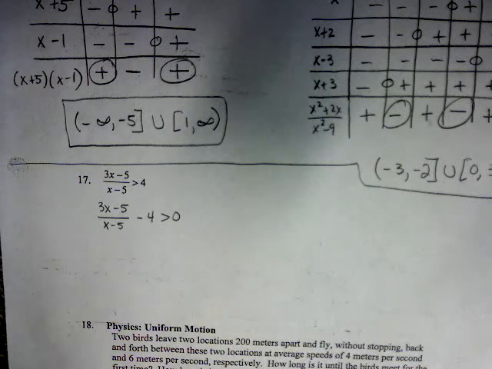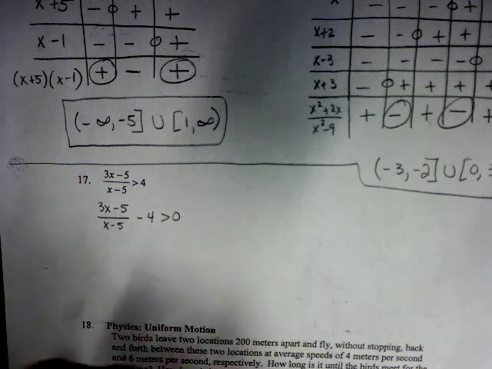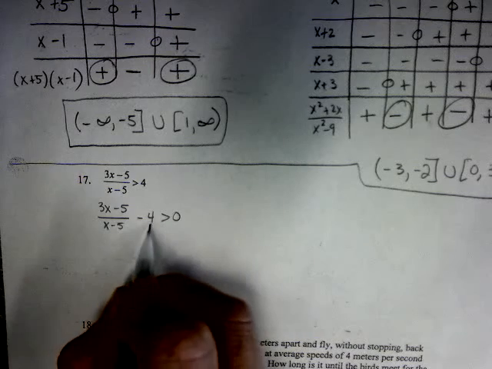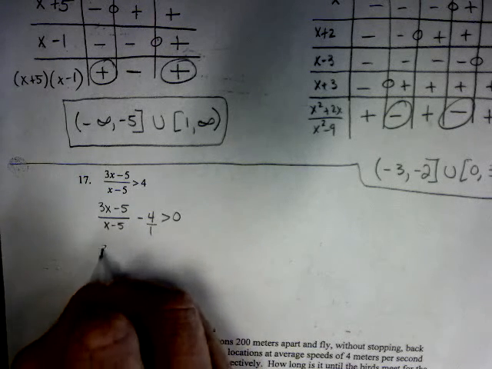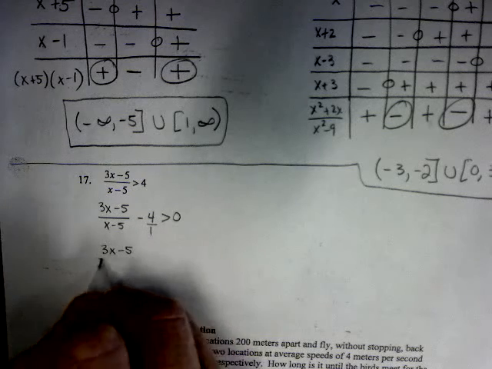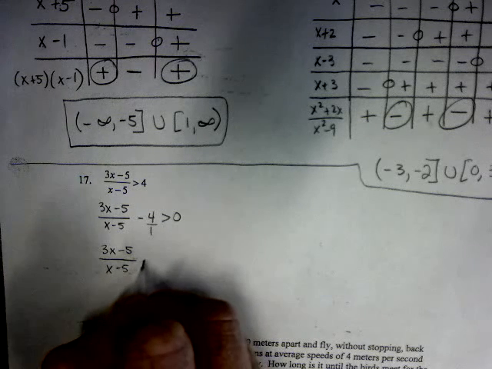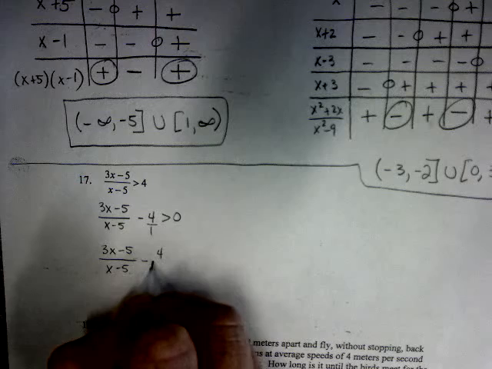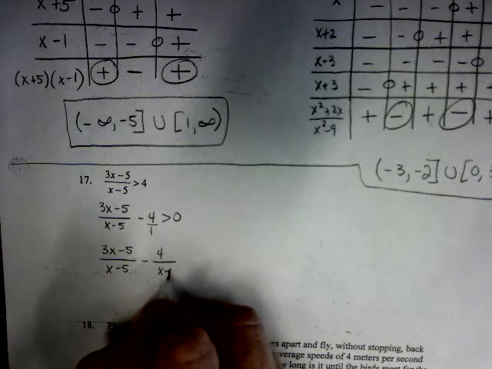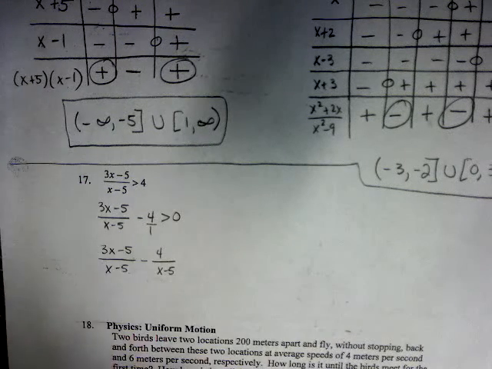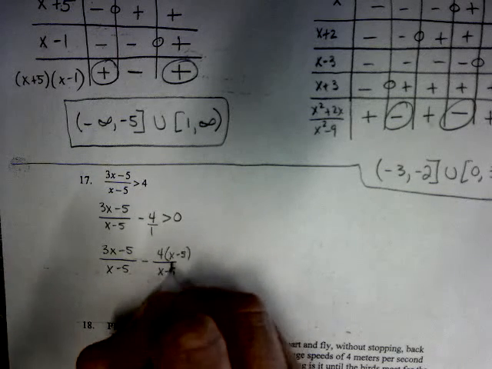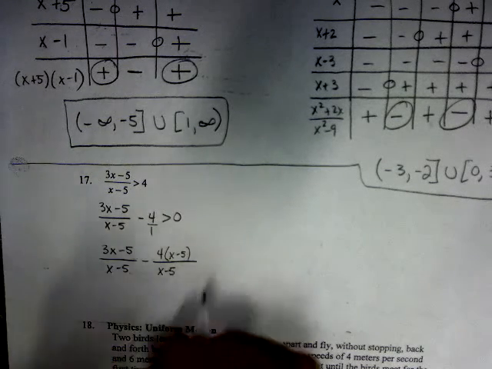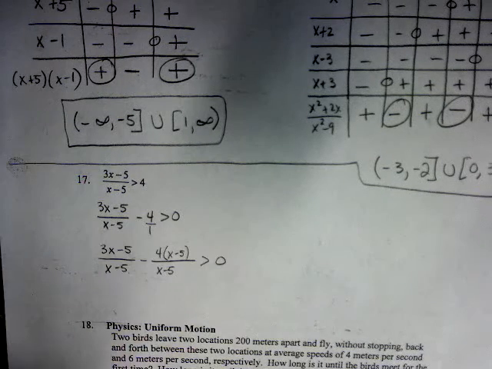Now we're going to have to get a common denominator to put this expression together. Since this is over 1, our common denominator is just going to be x minus 5. So this will end up being (3x minus 5) over (x minus 5) minus 4 over (x minus 5). But since I put the x minus 5 in the denominator, I'm going to have to multiply the numerator by the same x minus 5 so that I don't change the value of the expression.